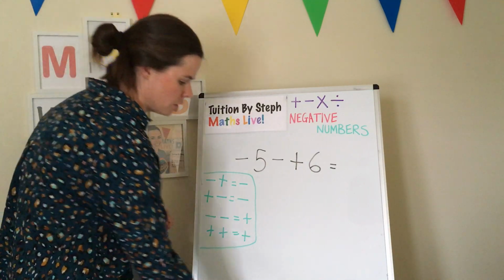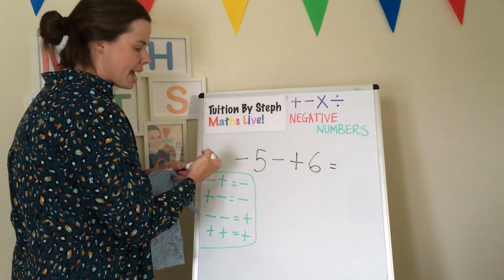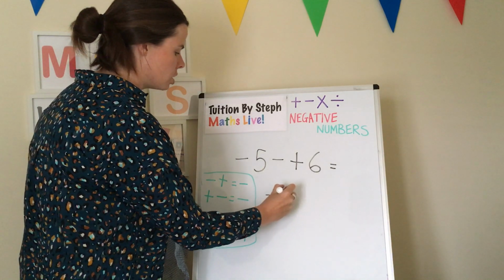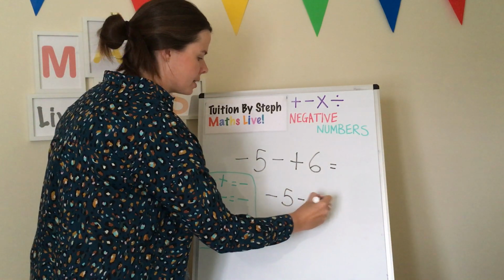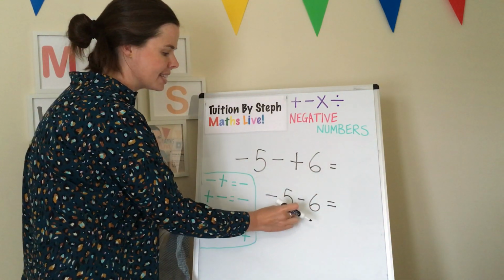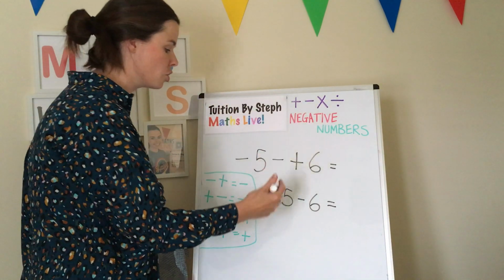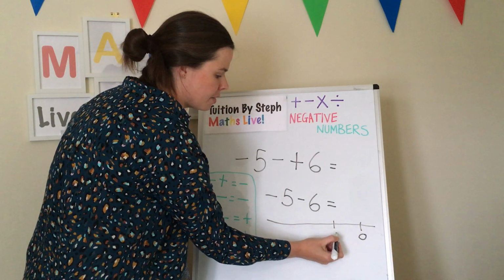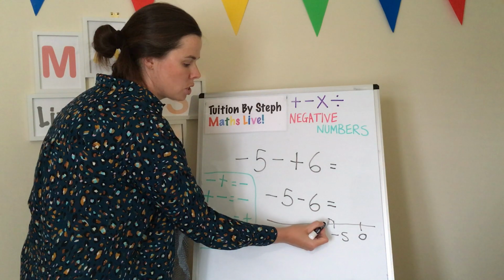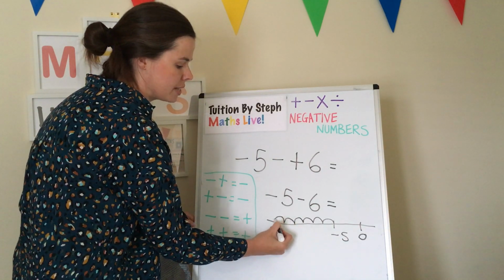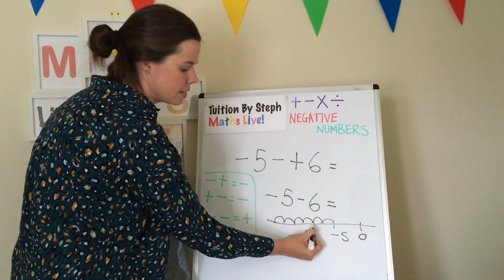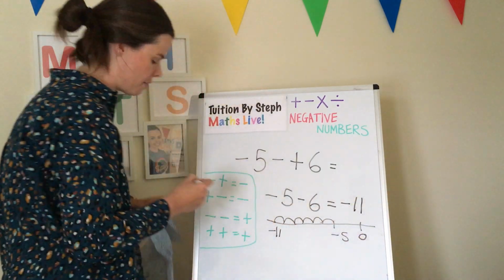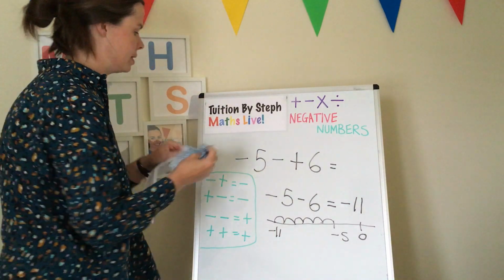So let's look at our calculation. We've got -5, take away +6. Now, in our rules, if these two are next to each other, we can actually replace it as this. And we've seen this before. We're at -5 and then we take away another lot of 6. So I'm going to do a number line down here. Here's 0. I'm going to put us at -5 there. And we've got to take away another lot of 6. So 1, 2, 3, 4, 5, 6. So -5, -6, -7, -8, -9, -10, -11. So that will take us to -11.